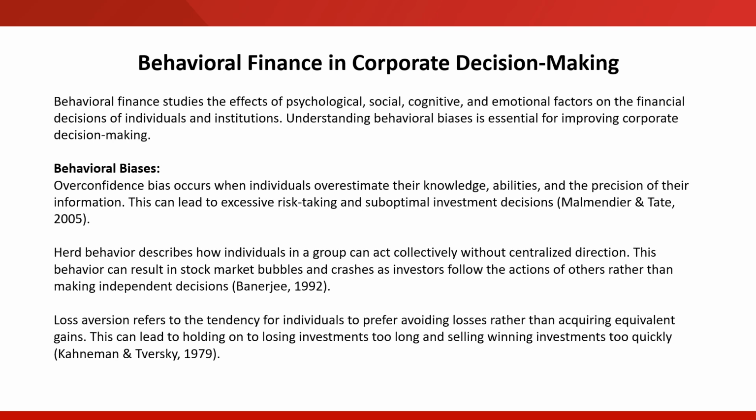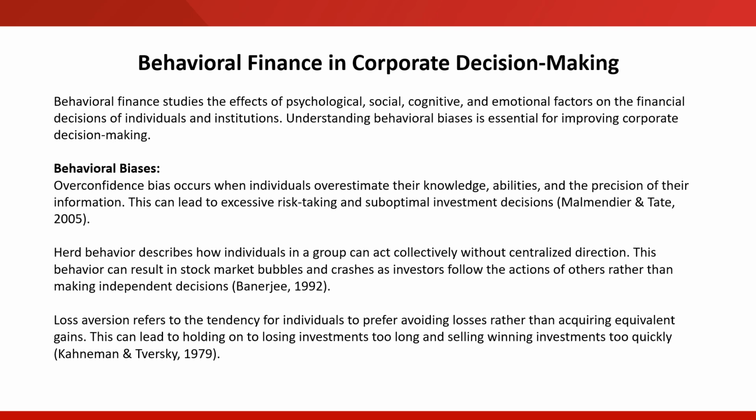First, let's discuss overconfidence. Overconfidence bias occurs when individuals overestimate their knowledge, abilities, and the precision of their information. This can lead to excessive risk-taking and suboptimal investment decisions. For example, overconfident managers might overinvest in projects with negative expected values, assuming they can achieve better outcomes than what is realistically possible.